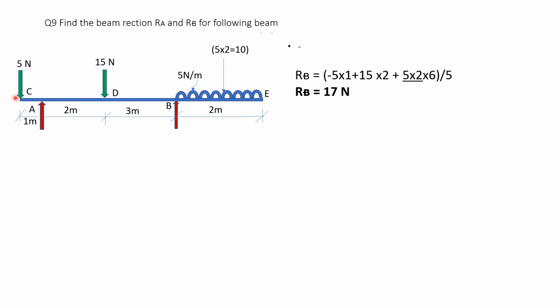Now this load at C is on the left hand side going down, so this will give anti-clockwise moment, so it is minus 5 into distance 1, so minus 5 into 1. Plus, now this 15, distance from A is 2, going downward on right hand side is positive, so plus 15 into 2. And for this equivalent point load it will be 5 into 2, and now the distance from A is 2 plus 3, and from B up to here is 1, so 1 plus 3 plus 2, that is 6.